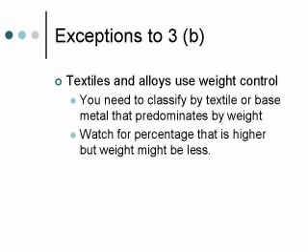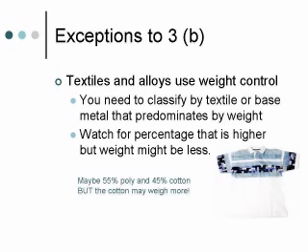What you have to watch for, especially on the exam, is that they will give you a product to classify, and the percentage of one of the elements will be higher than the other, but the weight of the higher percentage element will be lower. For example, a shirt could be 55% poly and 45% cotton, but the cotton could weigh more.